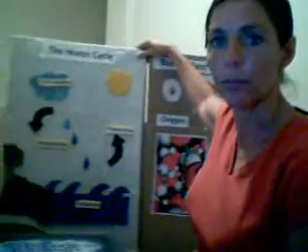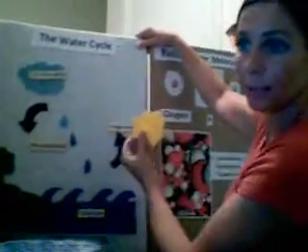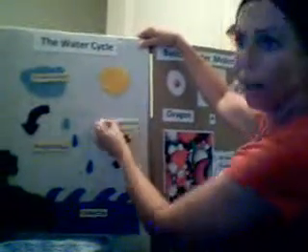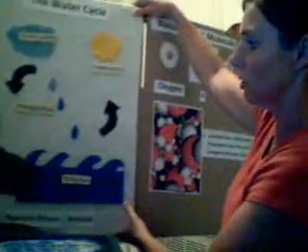Here on my felt board, I have an interactive water cycle felt board that they can remove the pieces and put back on. They have labels such as evaporation, condensation, and precipitation that we can interact with.